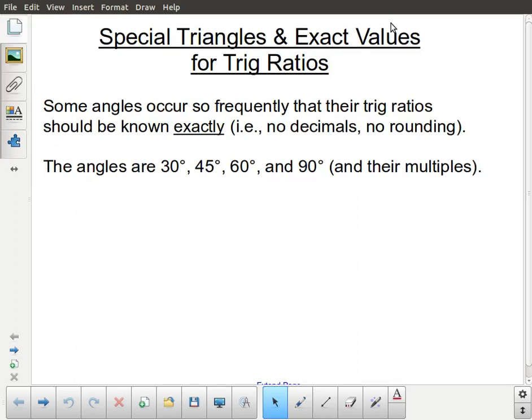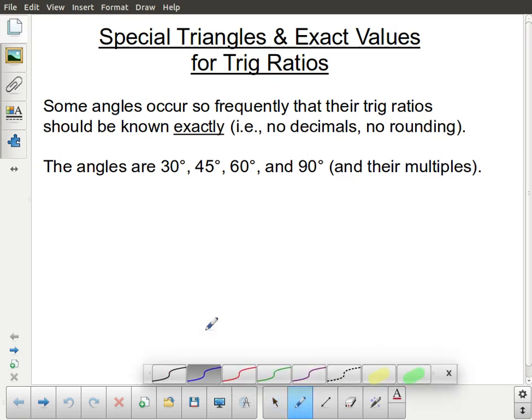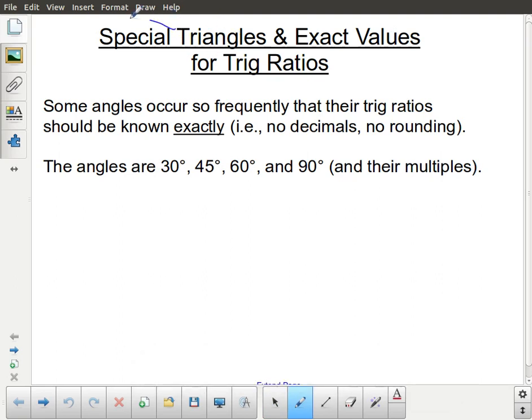Okay, for this lesson, we're going to be taking a look at a topic that seems strange to start, but it becomes increasingly common as you continue with math, and that is the idea of these things called special triangles. So what makes them special to start? And also the importance of exact values.